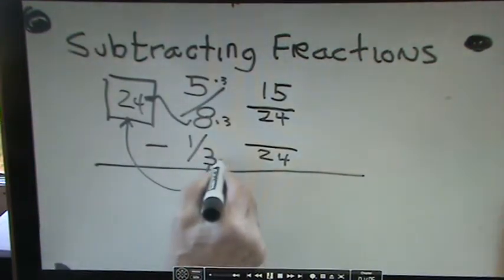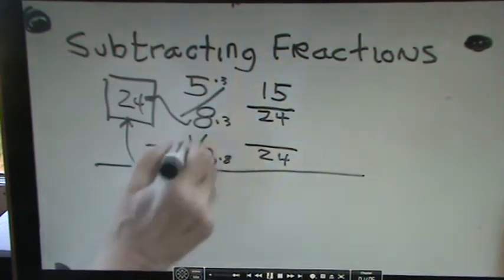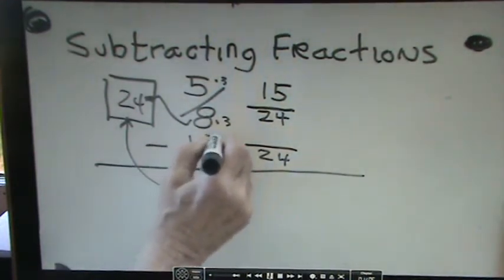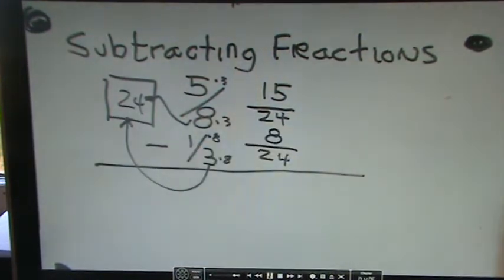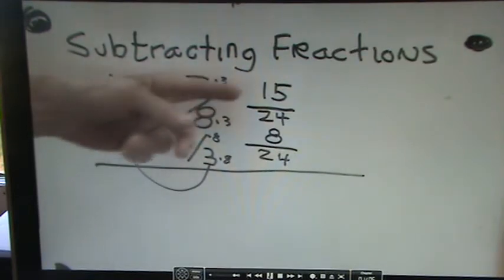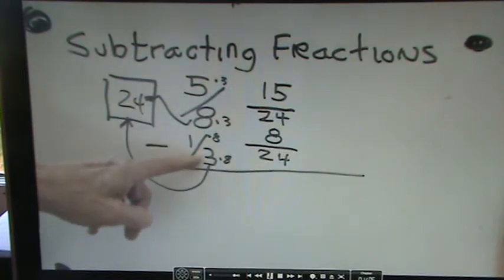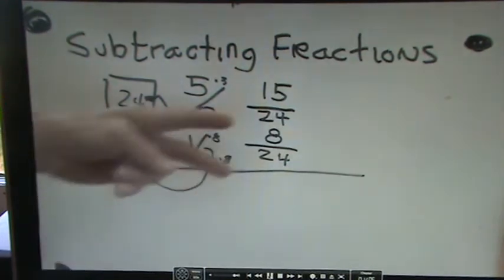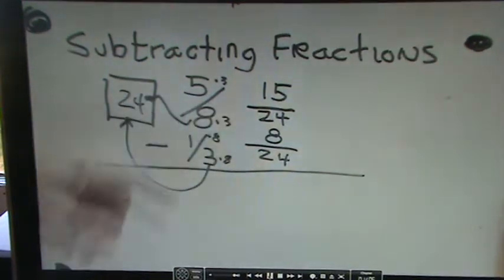3 times what number will give me 24? Well, 3 times 8 will give me 24. Therefore, I multiply 1 times 8. 1 times 8 will give me 8. Now I have renamed 5/8 to 15/24, and I have renamed 1/3 to 8/24. Now the denominators are the same, so now I can subtract.